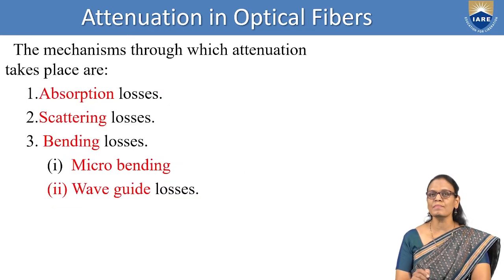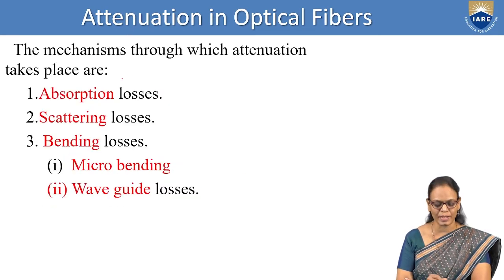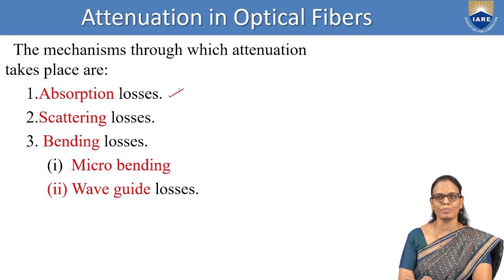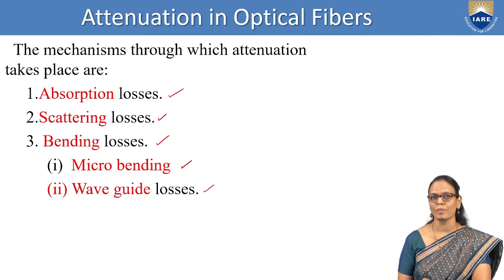Now, the mechanisms through which this attenuation takes place. The first one is the absorption loss. Second is the scattering loss. And third is the bending loss. In bending loss, we have two types: the micro bending, where the bending is very small, and also the waveguide losses, where the bending may be more. So, we are going to discuss each type of loss in detail.